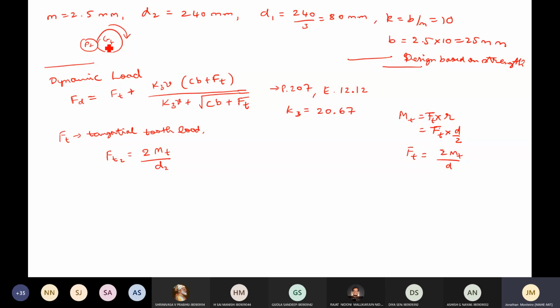Okay. So you have a tooth load here. For example, this is the direction. So this is Ft, tangential tooth load. Ft into radius. Radius is this one, which is also written as d by 2. Okay. So Ft2 is equal to 2mt by d2.